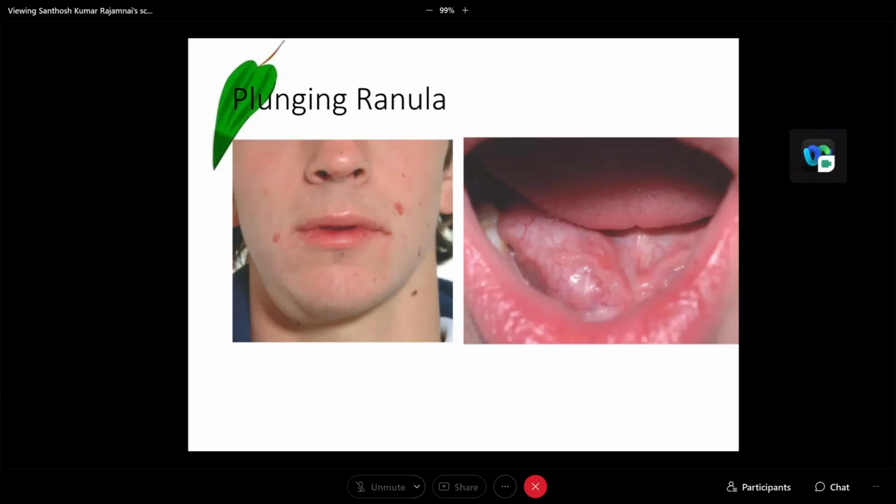And there is one more part, which goes to the submandibular gland. That's why it's called a plunging ranula. It plunges down into the submandibular triangle. So plunging ranula. Treatment is excision.